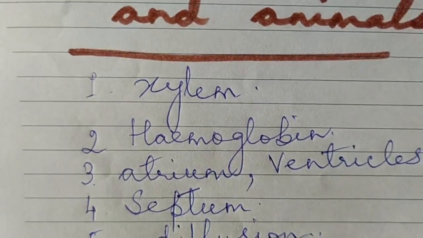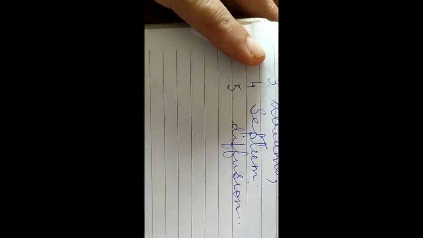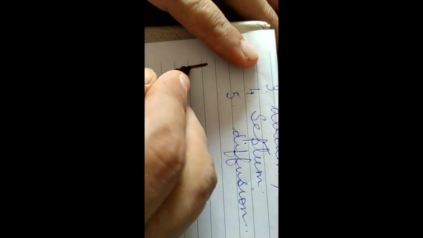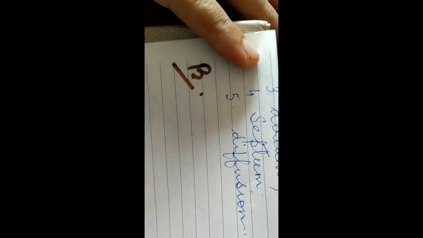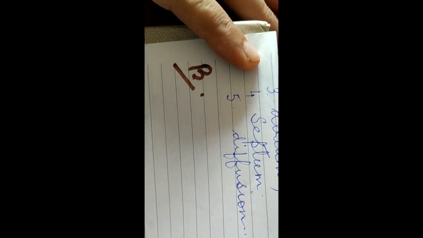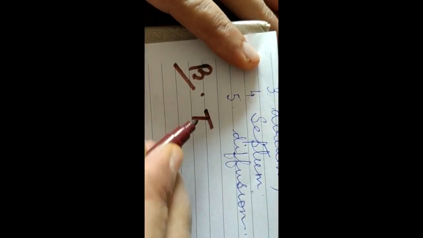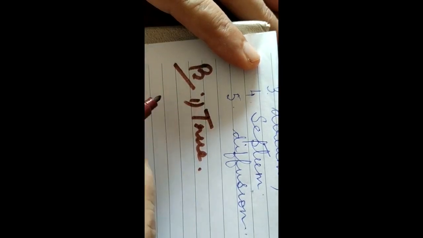So A part is completed. Now we will do part B. Write true or false for the following statements. The first one is: phloem transports food from the leaves to other parts of the plant. It is correct, as you know that phloem helps in transportation of food which is prepared in the leaves.